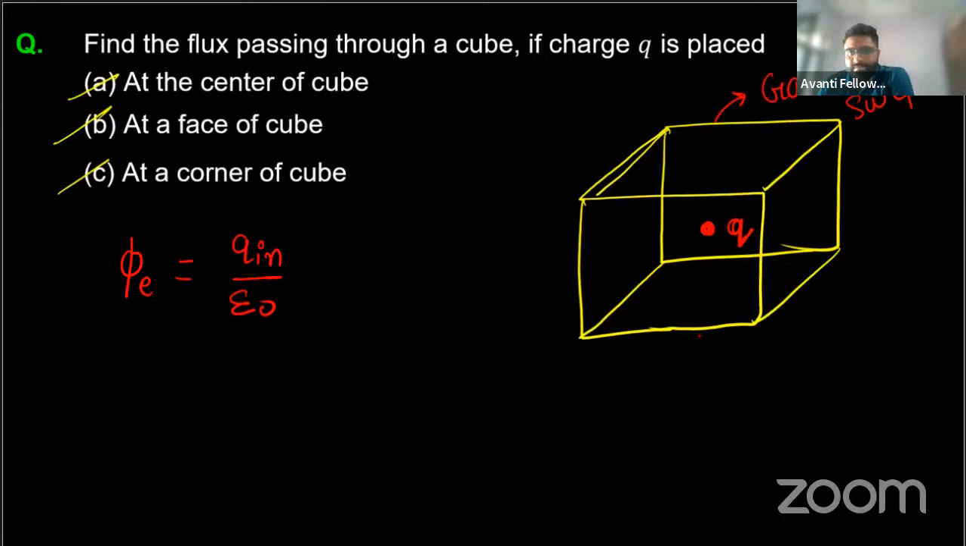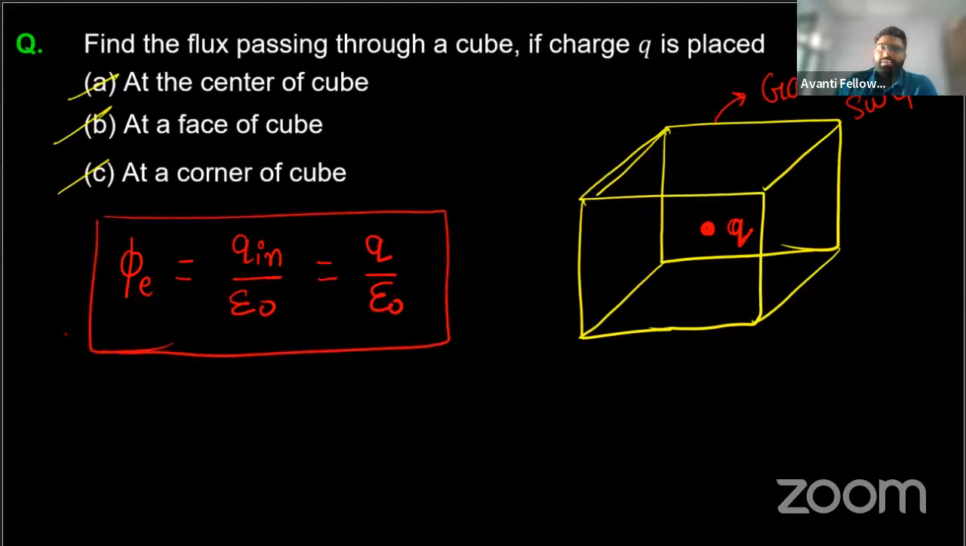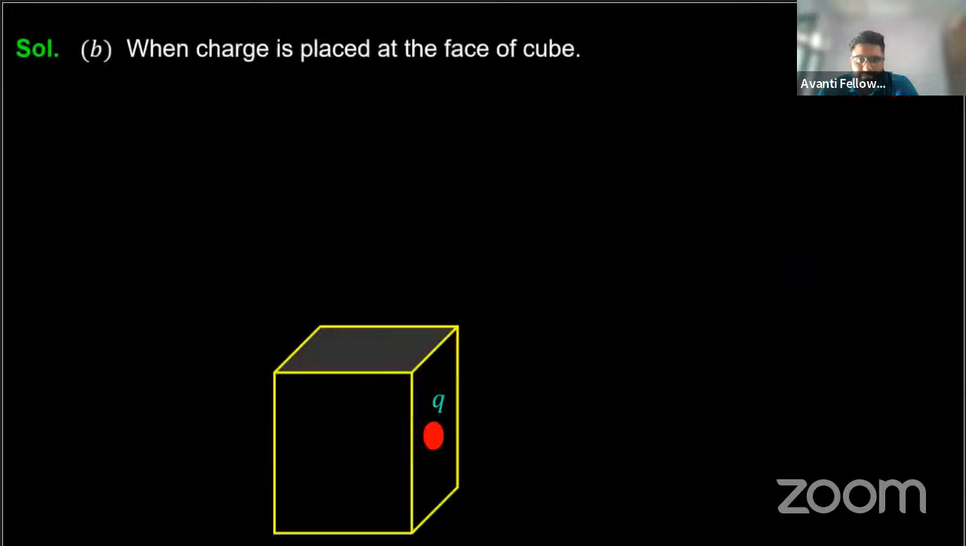Okay. So what is Gauss law? Gauss law is saying that flux through any surface is Q enclosed by epsilon naught. And what is the Q enclosed here? Q enclosed is Q. So flux through the surfaces in the first case is Q upon epsilon naught. Clear? Now, the second case, see, it goes like this.